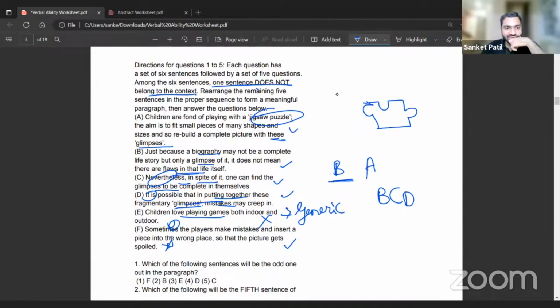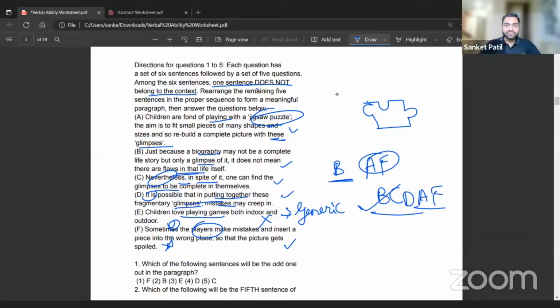Now let's see, we have A and F with these glimpses. Sometimes the players may, what players? They are talking about some players. For players, they have to play some game. What is the game? Playing, jigsaw puzzle. So F. So it is only natural that F would follow A. F would follow A. Now only two spaces are left, so A and F. Okay, we have got the sequence.